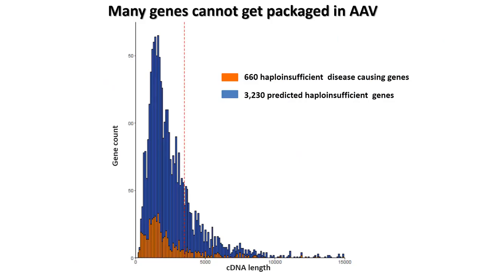For example, if we look at all the 660 genes that are known to lead to haploinsufficiency, or the 3,000 or so predicted ones, and look at their cDNA length, and we draw the line, the red dotted line that you can see here, as what could fit into an AAV, you can see that a lot of genes, their cDNA, will not be able to fit into an AAV, and these are genes that could lead to haploinsufficient disease. Some of them are quite severe, and so a classic gene therapy approach where we just package them into an AAV will not be helpful here.